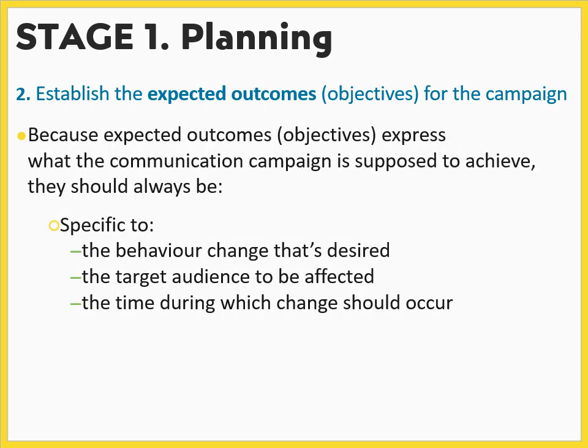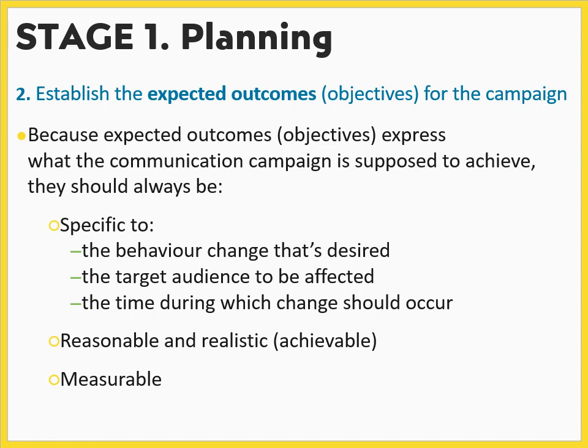Because expected outcomes, objectives, express what the communication campaign is supposed to achieve, they should always be specific to the behavior that needs to be changed, the target audience to be affected, and the time during which the change should occur, usually the time frame for the campaign. Additionally, expected outcomes should always be reasonable and realistic, measurable, and prioritized. The reading provides lots of details about the notion of reasonable and realistic, so please read that material carefully. But let me offer one last takeaway comment about the first bullet.